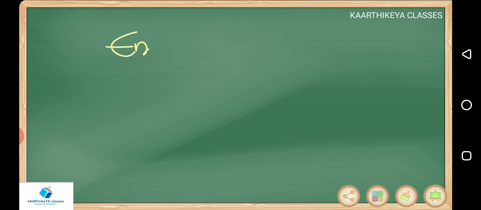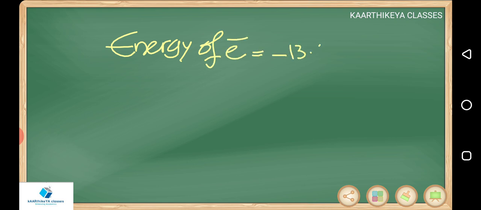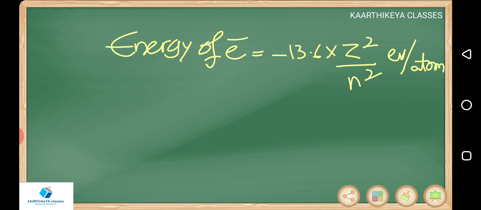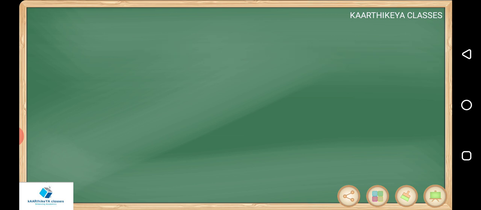Then energy of electron. Direct formula what you can remember is minus 13.6 into Z square by n square electron volt per atom. If you remember this, that's enough. Energy of electron is equal to minus 13.6 into Z square by n square electron volts per atom. Okay. What actually is the concept?